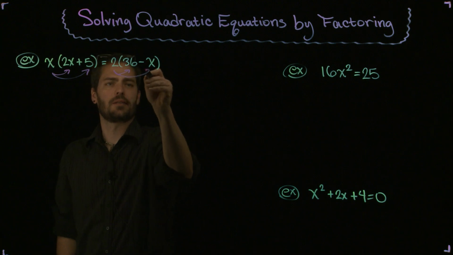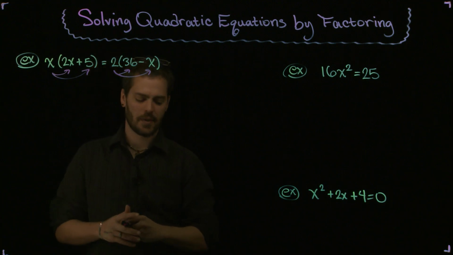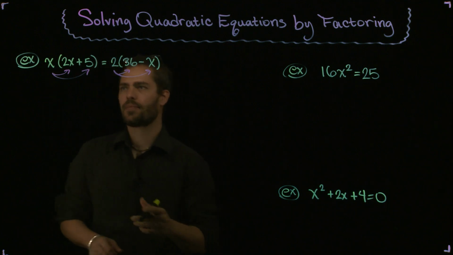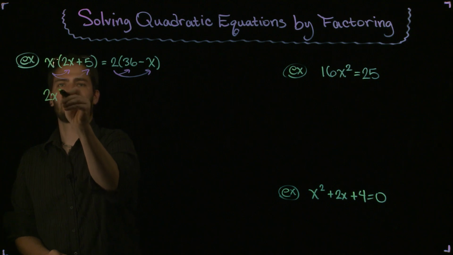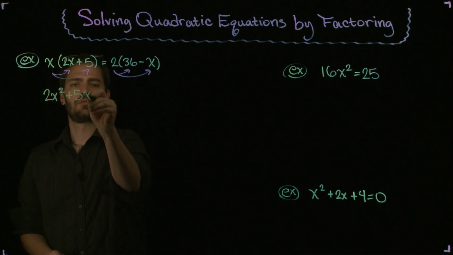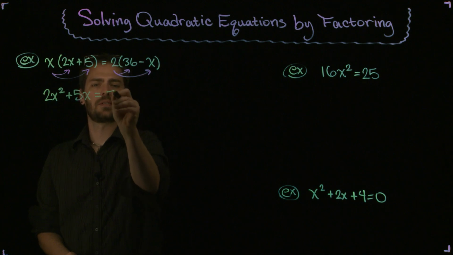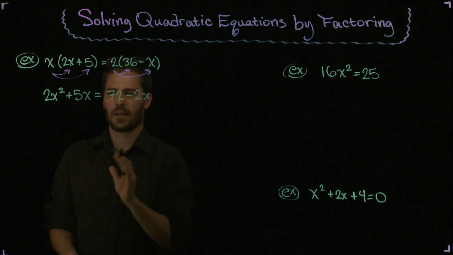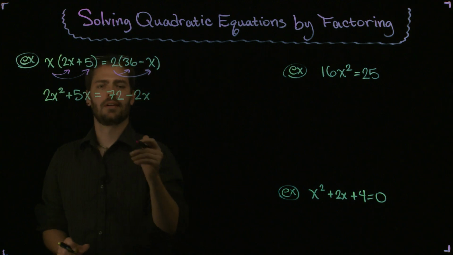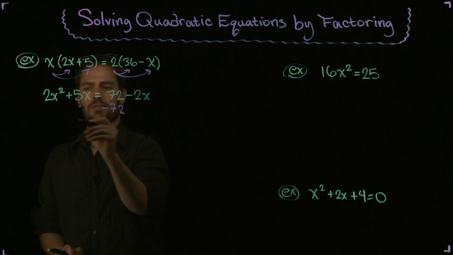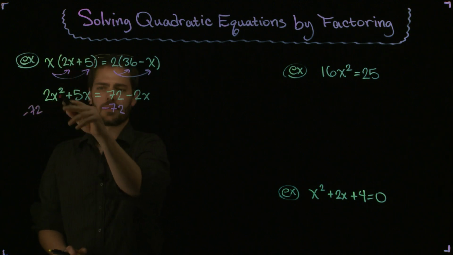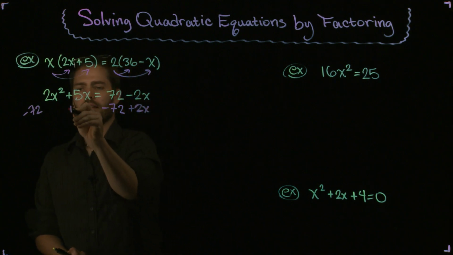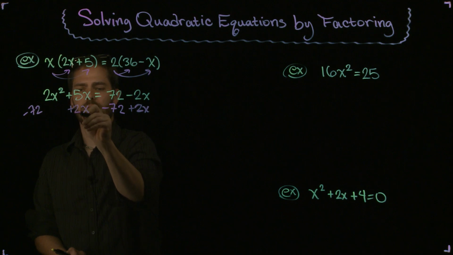Then combine like terms, get everything all on one side of the equation and go from there, and then refactor. So what this gives me on the left side is 2x squared plus 5x. On the other side, 2 times 36 is 72 minus 2x. I want everything on one side of the equation, so I'm going to subtract the 72. I'll just put that over here since it doesn't combine with any of those. Add the 2x to both sides.